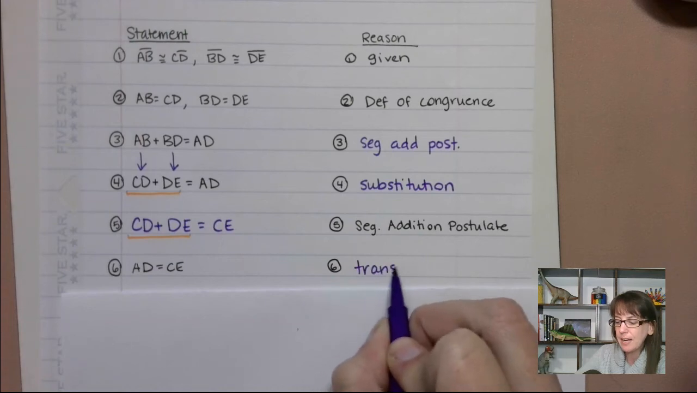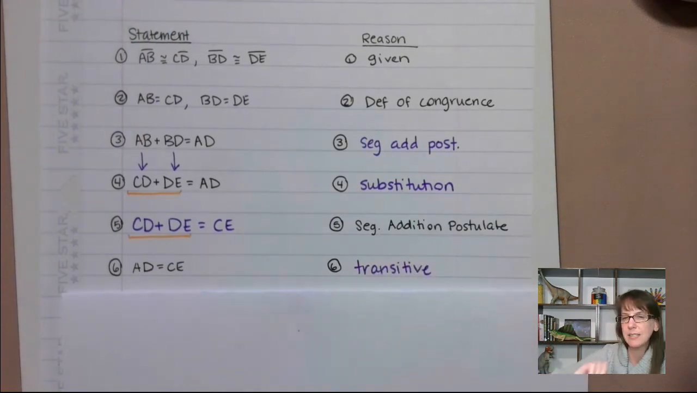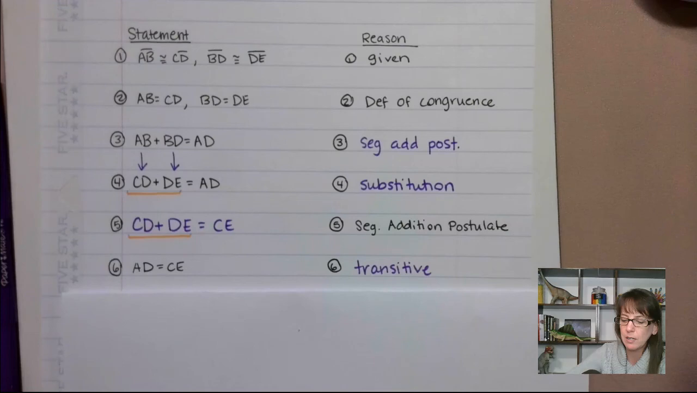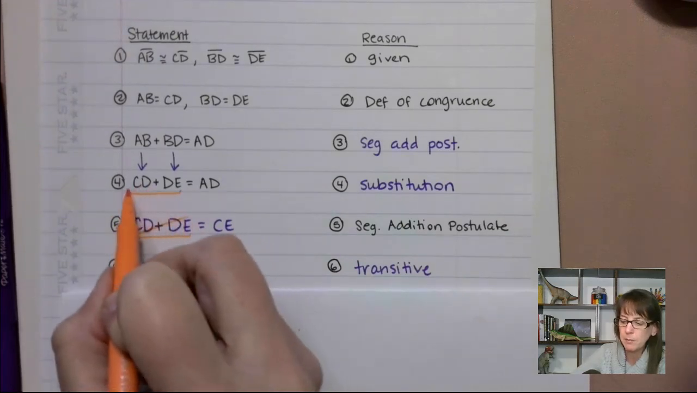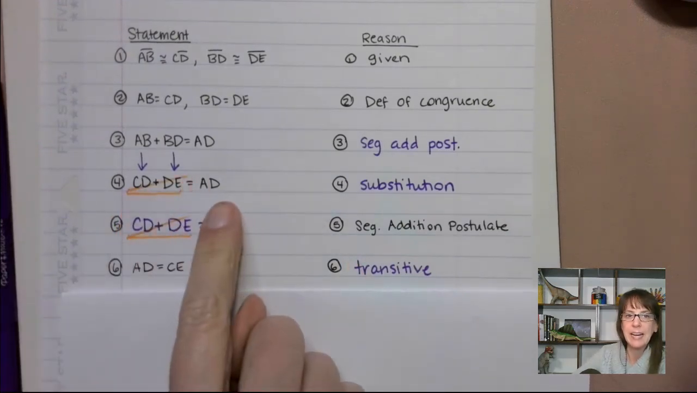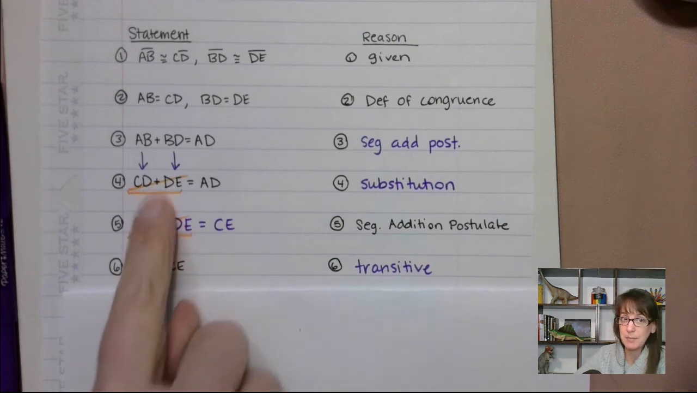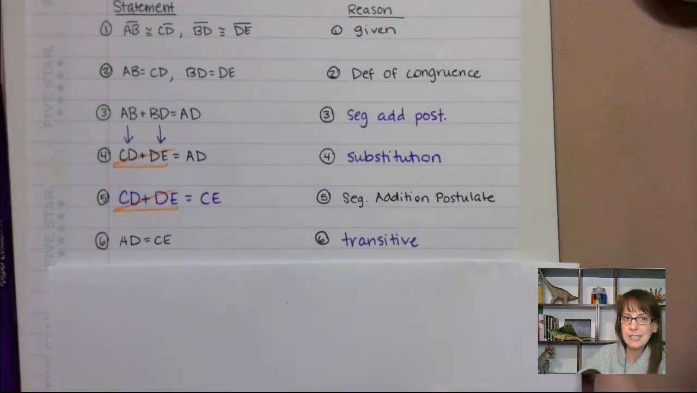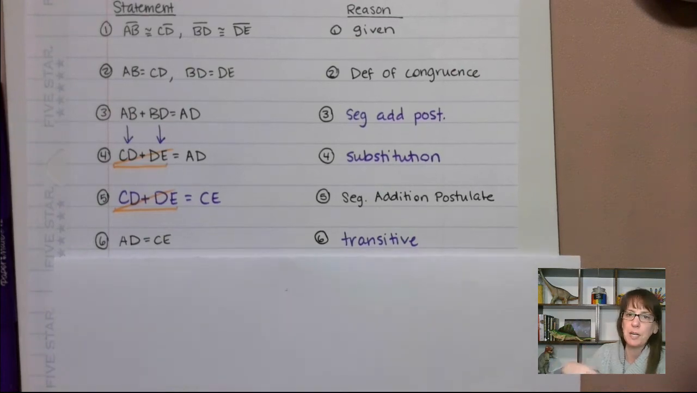Remember, it's very easy to get transitive and substitution mixed up, but if you can lob off your middleman and say, okay, AD equals CE because they equal the same thing over here, then that's the transitive property. All right, we have AD equals CE. So we've done our segment addition postulate, we've done our substitution, and we've written some new sentences.